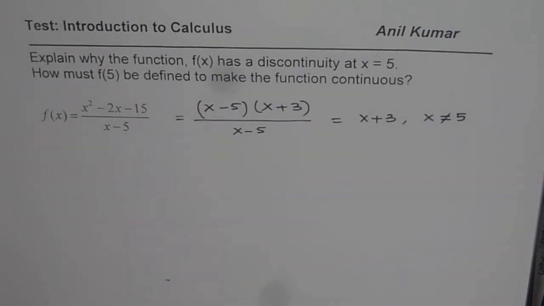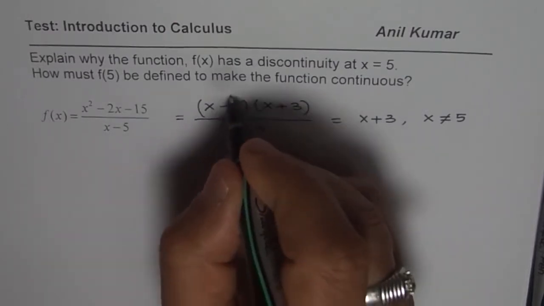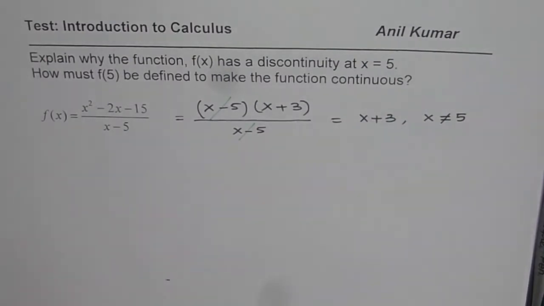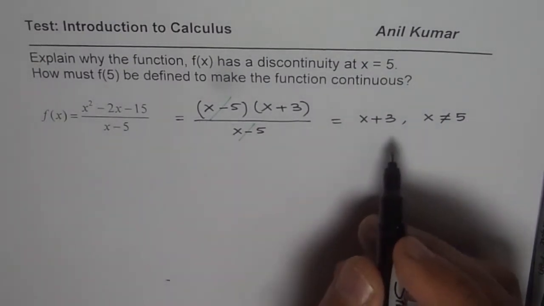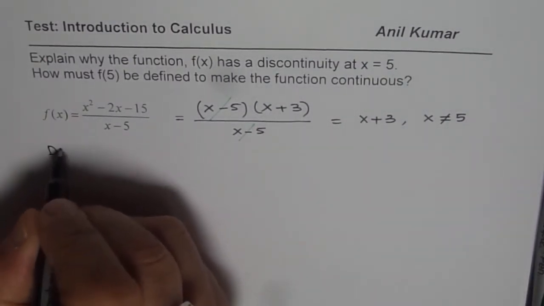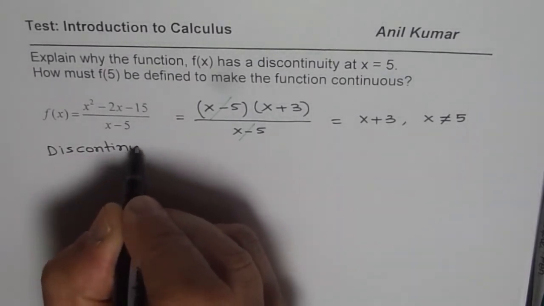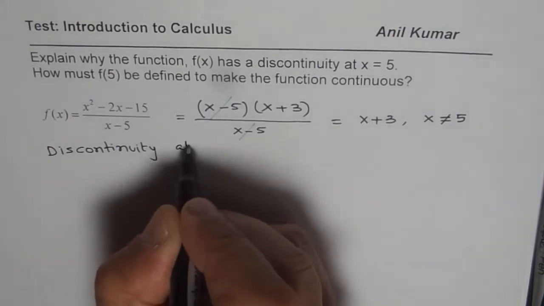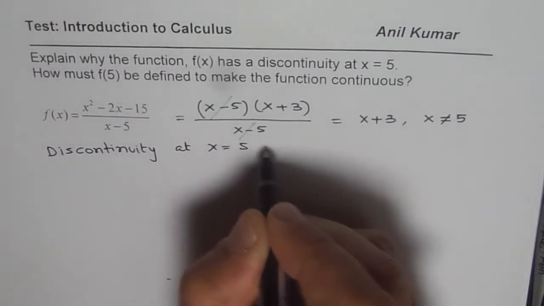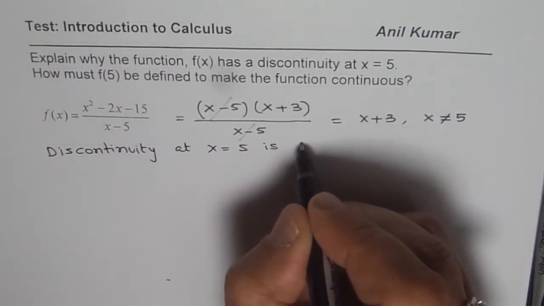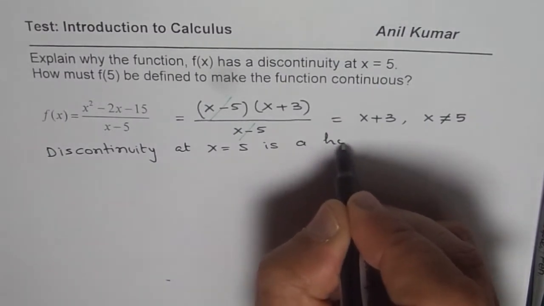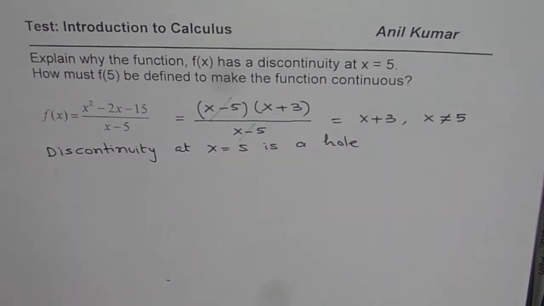And now it clearly indicates what type of discontinuity we are talking about. Since we have a common factor in numerator and denominator, here the discontinuity at x equals 5 is a hole, right? So that is how the function is.